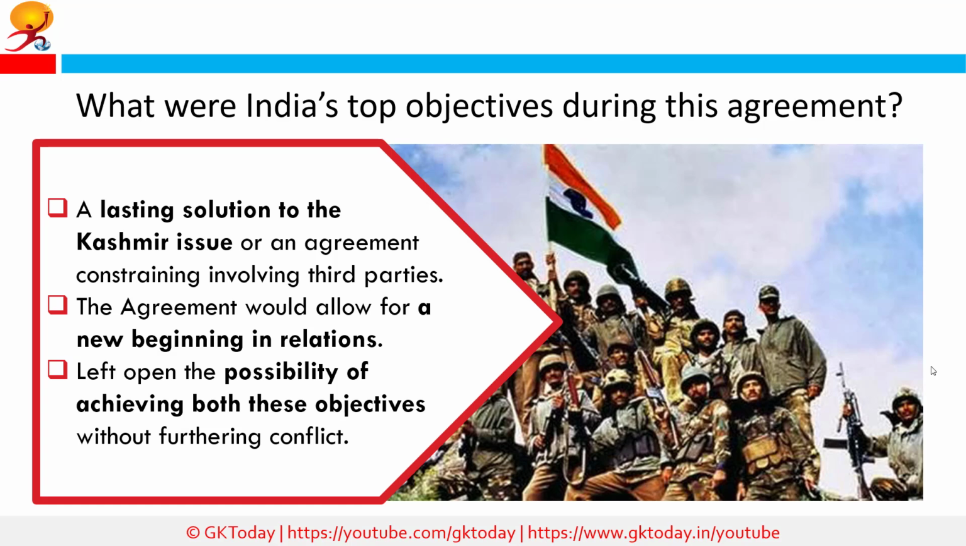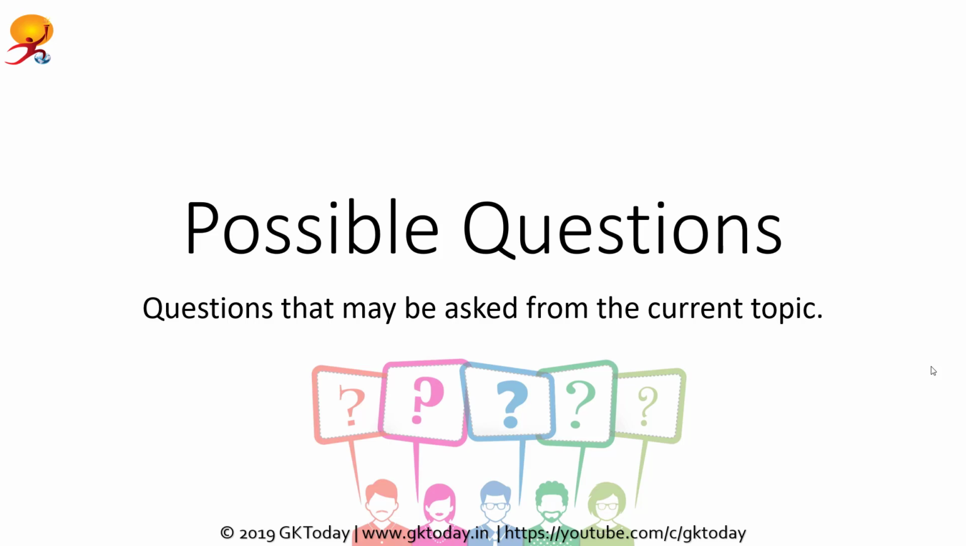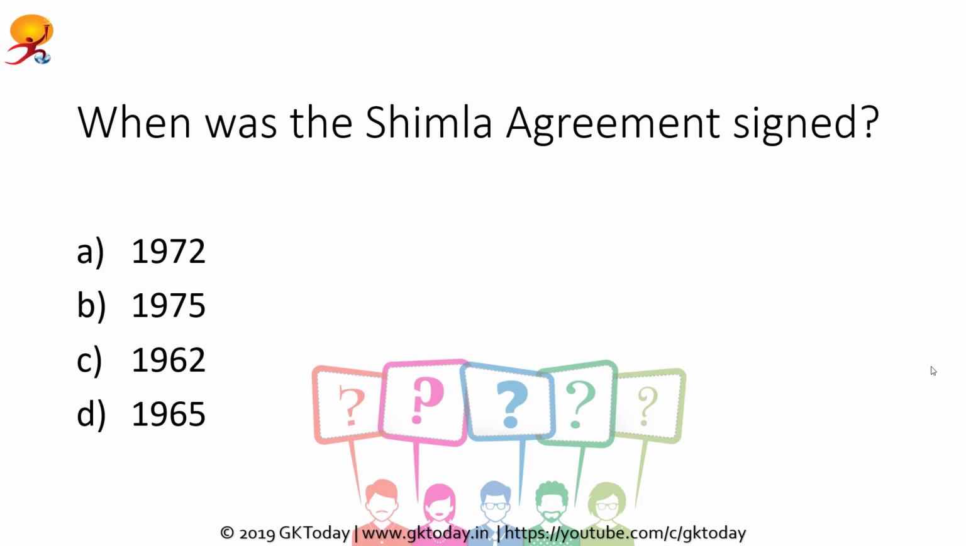Second, it was hoped that the agreement would allow for a new beginning in relations with Pakistan based upon Pakistan's acceptance of the new balance of power. And thirdly, it left open the possibility of achieving both these objectives without pushing Pakistan to the wall and creating a revanchist anti-India regime. Now let us move on to possible questions that may be asked.